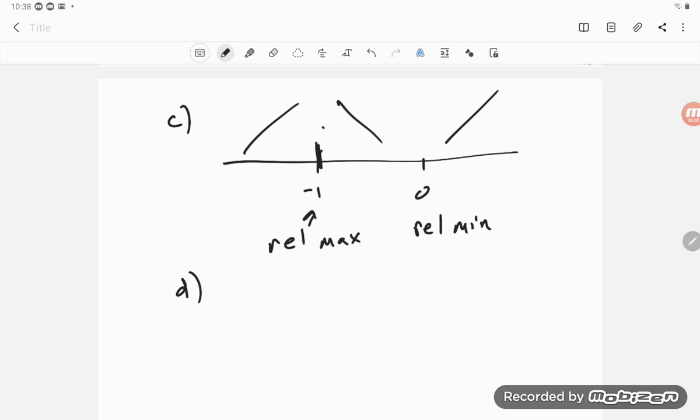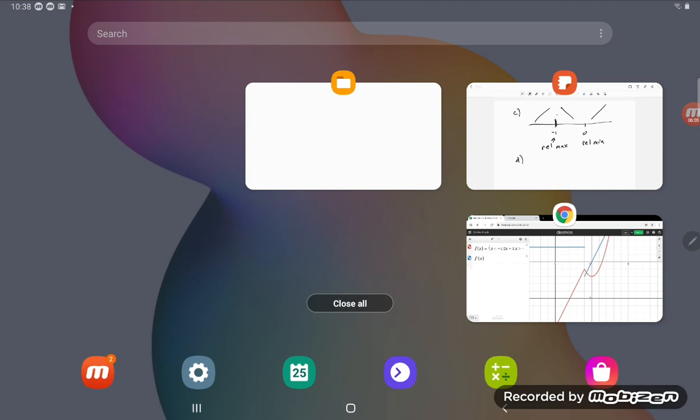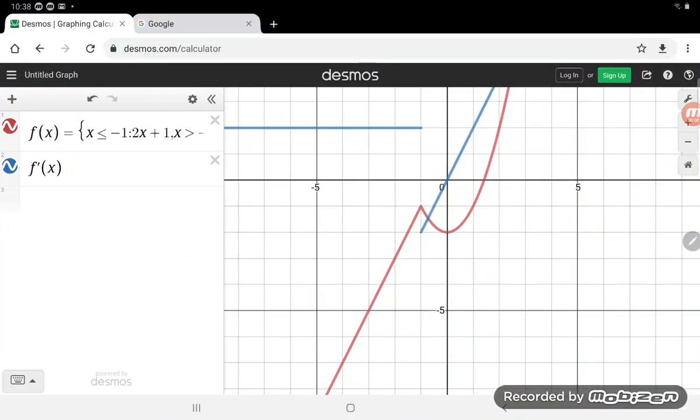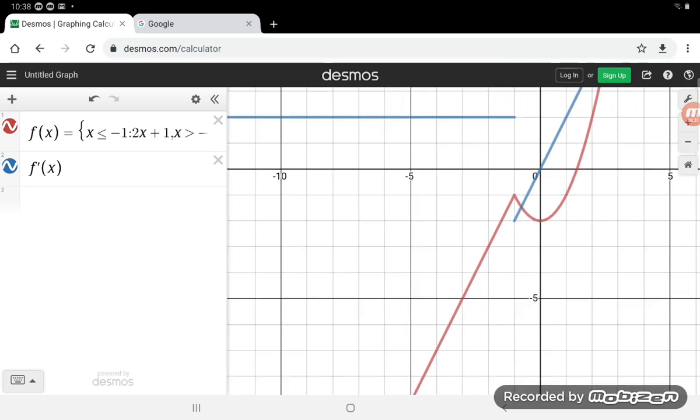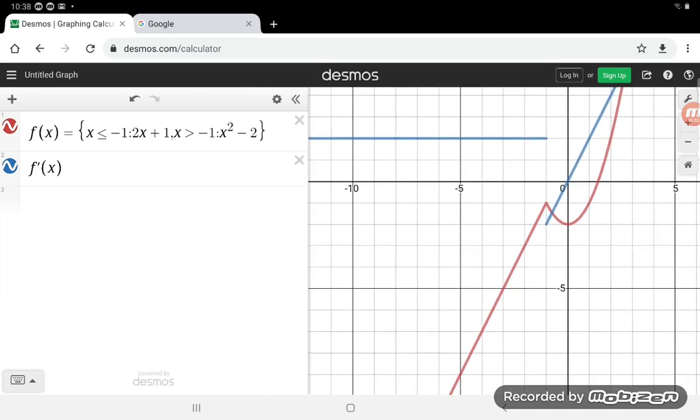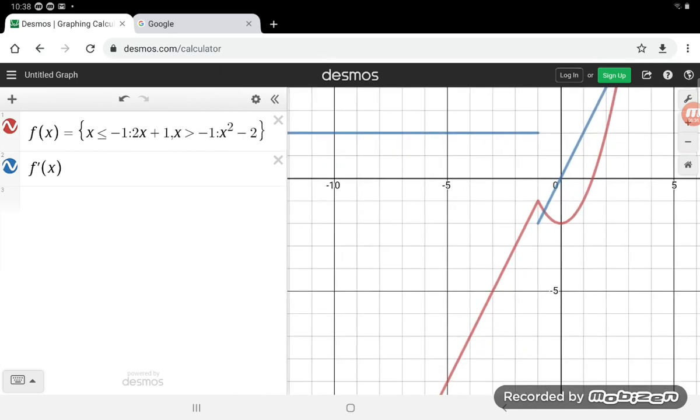And then for part D, I take a look at it on Desmos. There I've graphed the function. Let me see if I can make this wider. I'm trying real hard to make it wider. Oh, there, I got it. I made the input box wider.